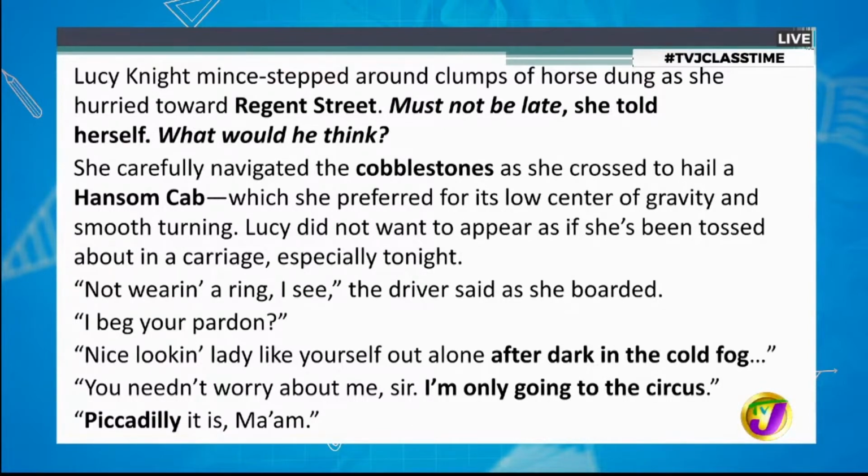We also know that she's taking a hansom cab, which is a horse-drawn carriage, a small one. And we know that she's walking on cobblestones. So right there, we know that this should be some European country. And if you know where Piccadilly is, then you'll know which country it is, which is England.